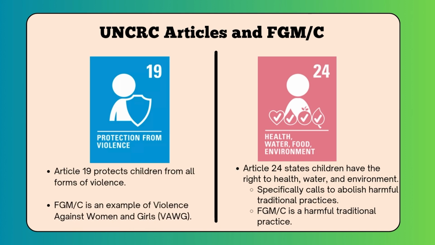The UNCRC articles that pertain to FGMC include Article 19 and Article 24. Article 19 protects children from all forms of violence. FGMC is an example of violence against women and girls. Article 24 states children have the right to health, water, and environment. Article 24 specifically calls to abolish harmful traditional practices. FGMC is considered a harmful traditional practice.